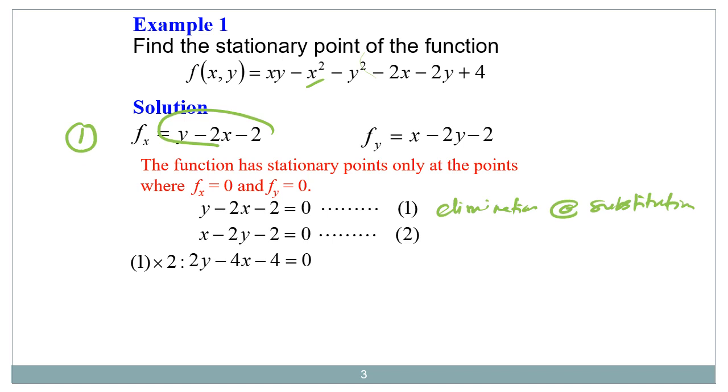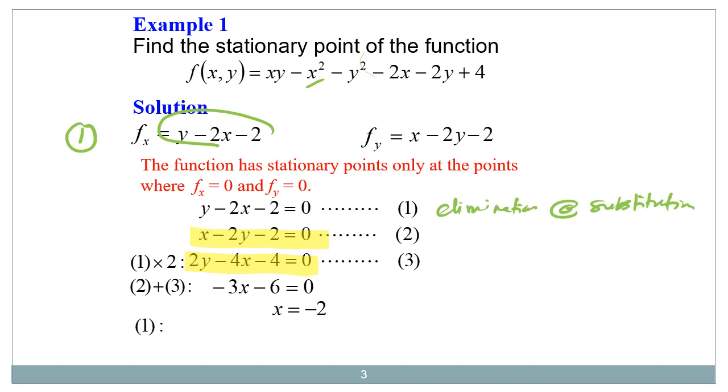For this one, they multiply the first equation by 2, so we will get 2y minus 4x minus 4 equal to 0, and apply elimination by adding equation number 2 and equation number 3. So we have x plus negative 4x, which is negative 3x, and negative 2y plus 2y equal to 0, and negative 2 plus negative 4 is negative 6 equal to 0. So 3x equal to negative 6 and x equal to negative 2.